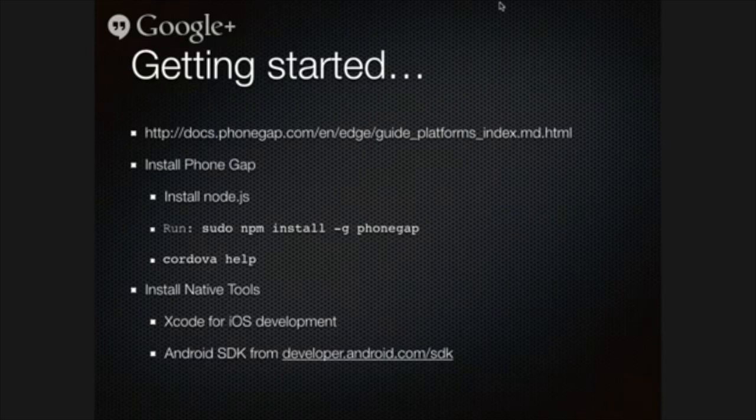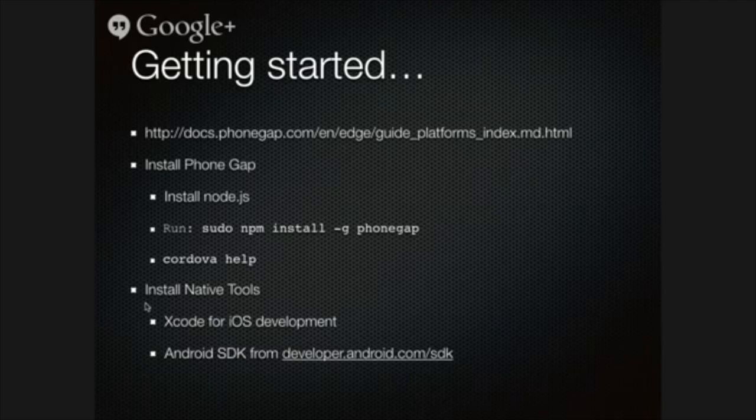First you have Node.js installed on your machine, and then you're going to use npm to actually install PhoneGap itself. So this is a Unix command, but to install the framework real quick, just run this command, and then Cordova help to list your help commands.